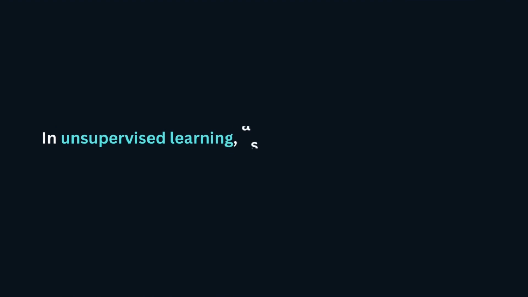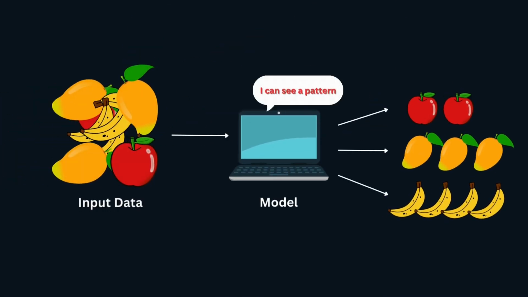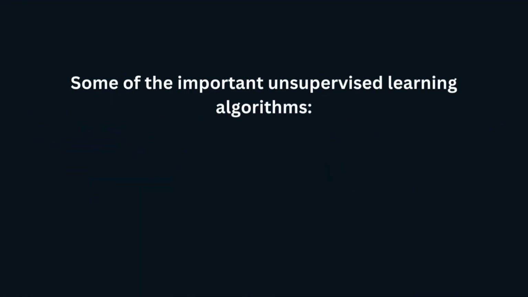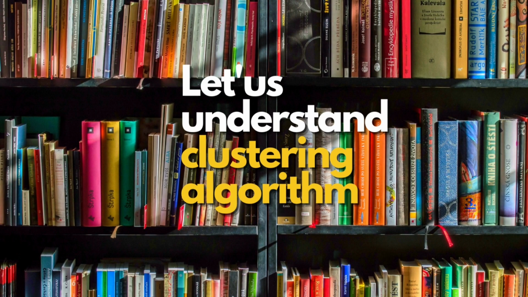In unsupervised learning, as you might guess, the training data is unlabeled. The goal is to find hidden patterns or structure in the data without being given any prior knowledge of the target variables. Some of the important unsupervised learning algorithms are clustering algorithms and association rule mining. Let us understand the clustering algorithm.